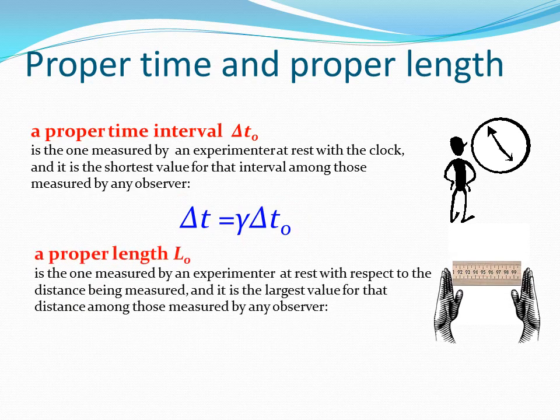A proper length L0 is the one measured by an experimenter at rest with respect to the distance being measured, and it is the largest value for that distance among those measured by any observer, and the corresponding relation is L equals the proper length over the gamma factor.